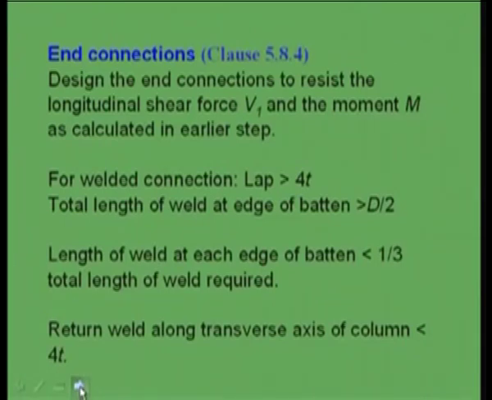Then there are the end connections. End connections means the battens are connected to the main plate, the compression member. So, these battens we have to connect either through a welded joint or through riveted or bolted joints. As per the designer's choice, he or she has to choose any type of joint, and accordingly find out the configuration of the connections, right.